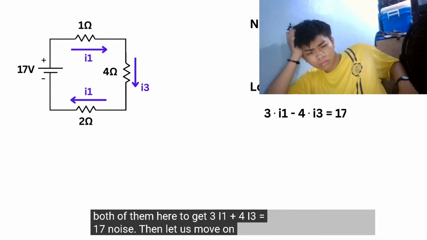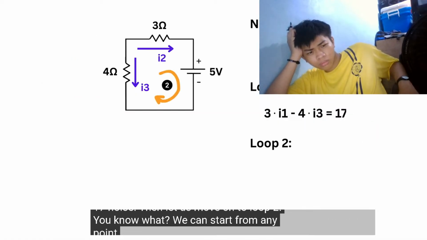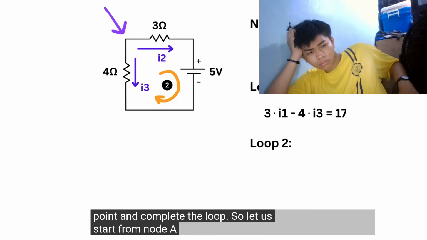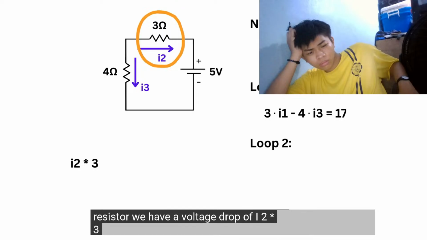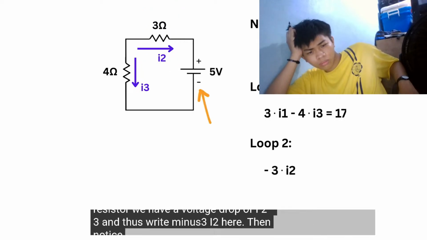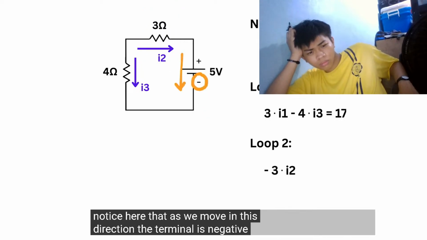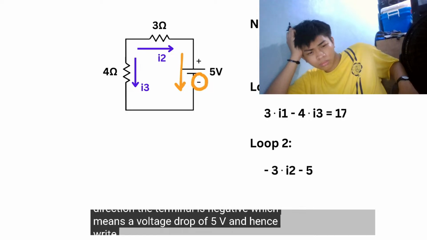Then let us move on to loop 2. You know what? We can start from any point and complete the loop. So let us start from node A and move in a clockwise direction. Now, because of this resistor, we have a voltage drop of I2 times 3, and thus write minus 3I2 here. Then notice here that as we move in this direction, the terminal is negative, which means a voltage drop of 5 volts, and hence write minus 5 here.